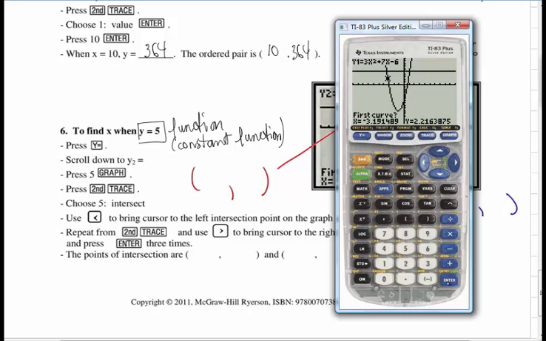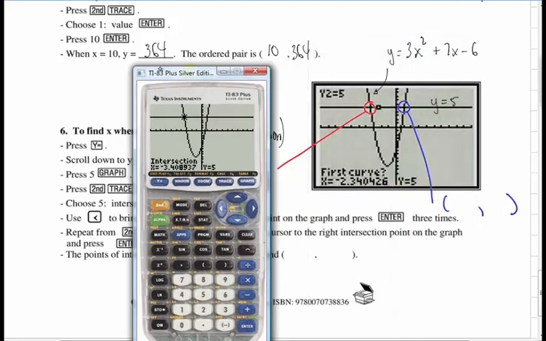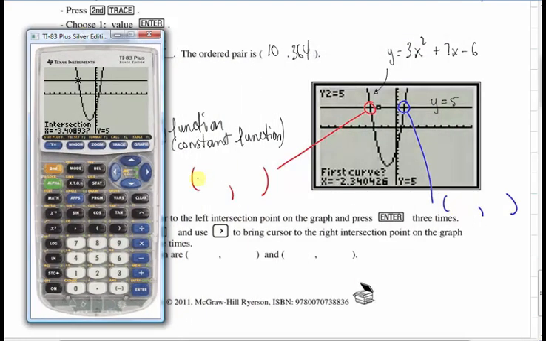Okay, so notice it has the question first curve, so press enter. Now it has second curve, so press enter again, then it's going to give you a guess, and you have a point of intersection which is at negative 3.41 and 5. Okay, now you would expect y to be equal to 5 because we're looking for x values when y is equal to 5.